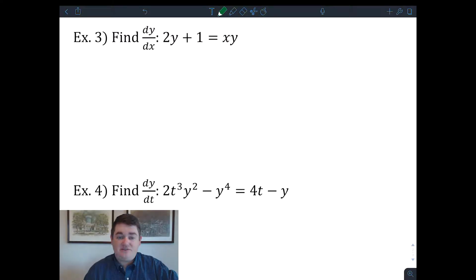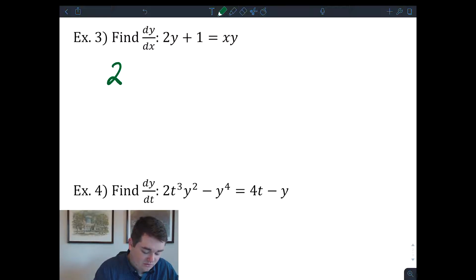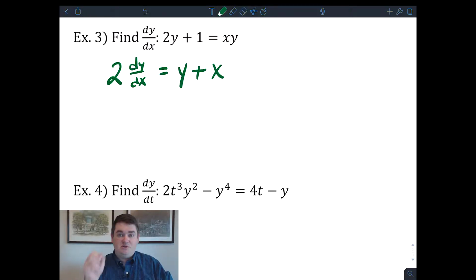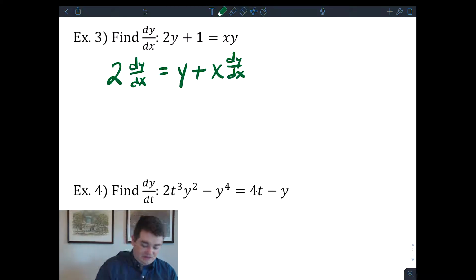Looking at this one, find dy dx, 2y plus 1 equals x times y. So when I go to take my derivative implicitly, the derivative of 2y is going to be 2 dy dx equals, now look out here, when I go to take the derivative of x times y, I need the product rule. So the derivative of x, 1 times y, is y, plus x times the derivative of y, which would be 1 dy dx. So I take my implicit derivative, collect all my dy dx's to the same side, factor out, and divide.